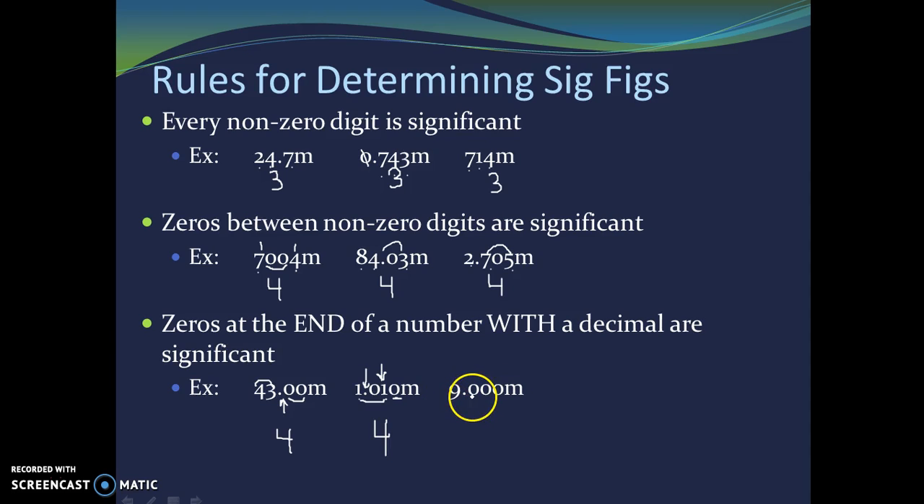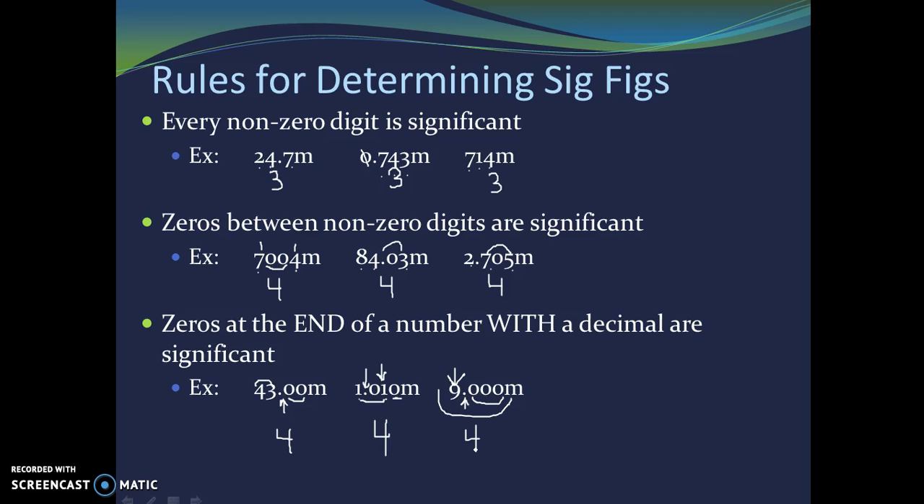9.000. These zeros are at the end of the number. There is a decimal, which means that there is a non-zero digit here. That means that all of these digits are significant. This measurement has 4 sig figs. So, a digit is significant if it is non-zero, a 0 between two non-zero digits, or a 0 at the end of a number with a decimal.